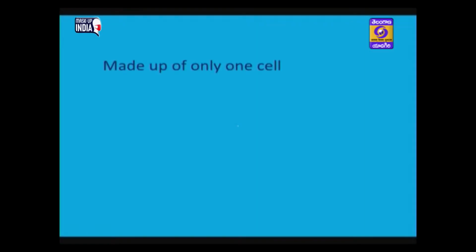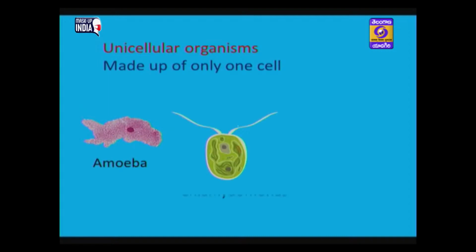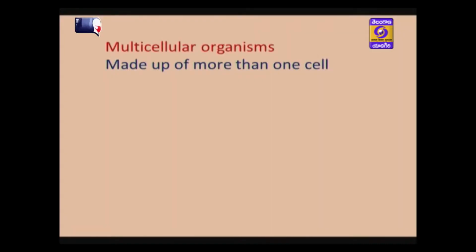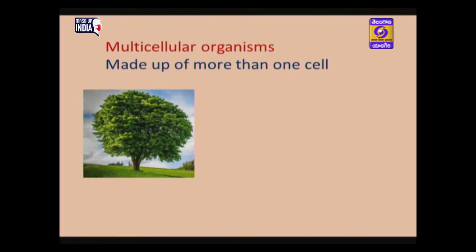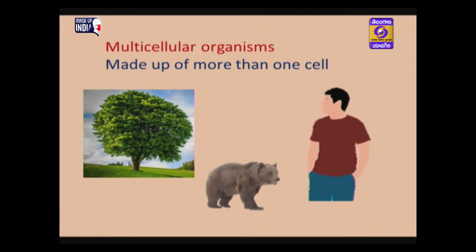Some organisms are made up of only one cell. These are called as unicellular organisms. For example, amoeba, Chlamydomonas, Paramecium. Some other organisms are made up of more than one cell. These are called as multicellular organisms like plants, trees, animals, human, all these are multicellular organisms.